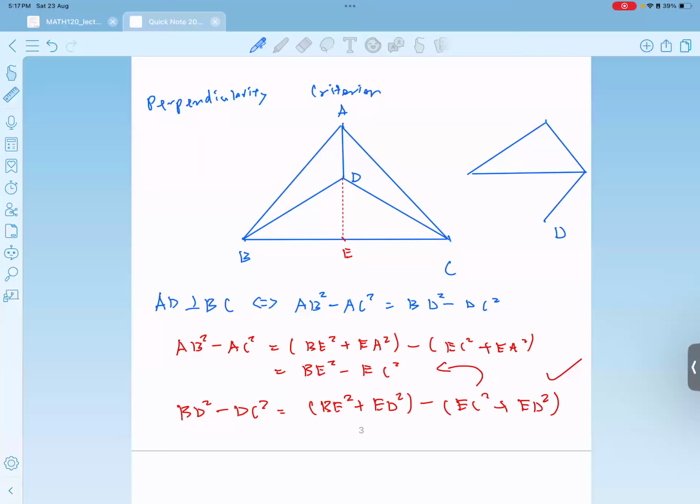Can D be on BC? If D is on BC, so BD minus D can be on DC, because D would just be E. And AB squared minus AC squared is B squared minus AC squared, and that will work perfectly. As long as they are not all collinear, then it's fine. So A, B, C.